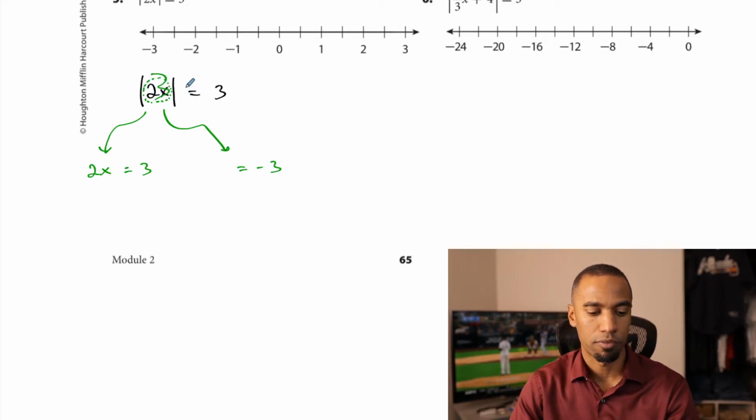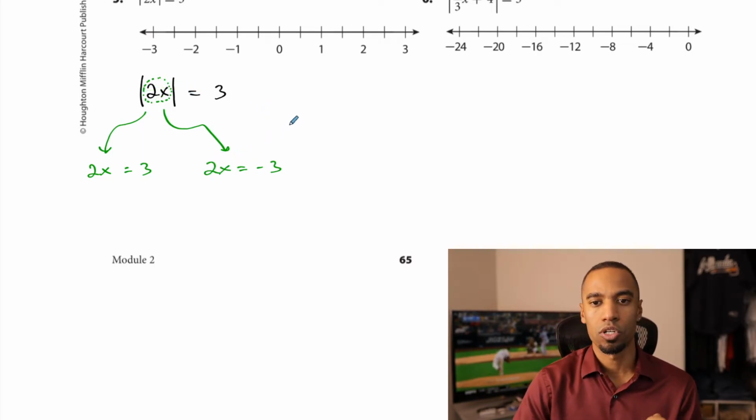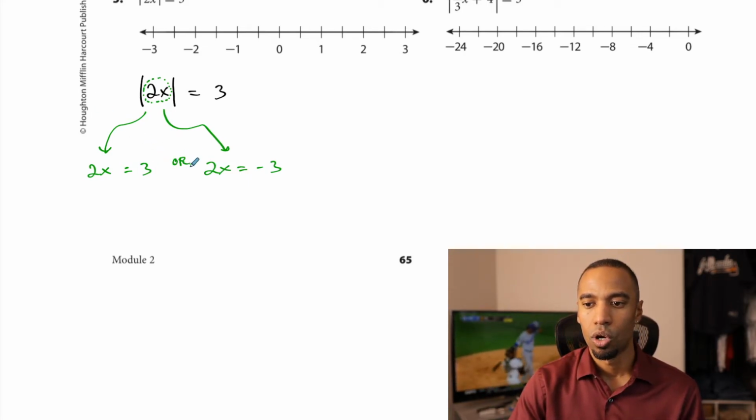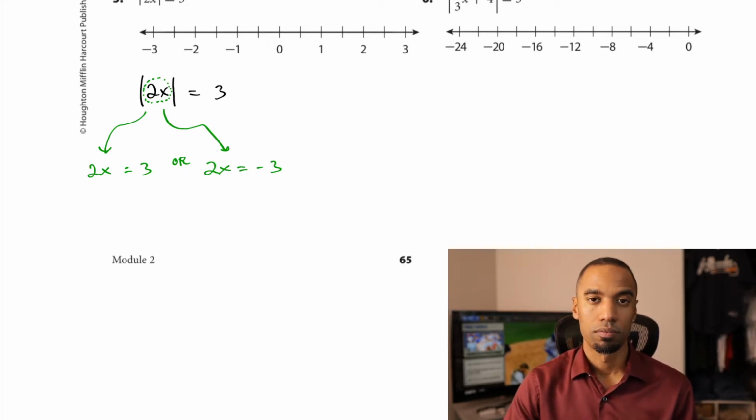I can replace a 3 from 2x, or it could have been a negative 3, and I take the absolute value and I get 3. So this is what we're doing. We're creating two different conditions for this graph. We say either one or the other. And then within there, we solve.